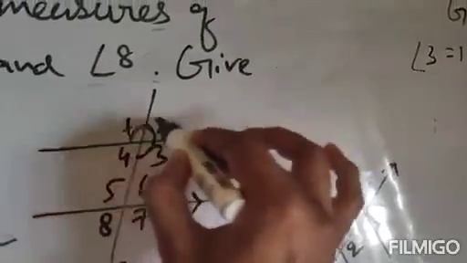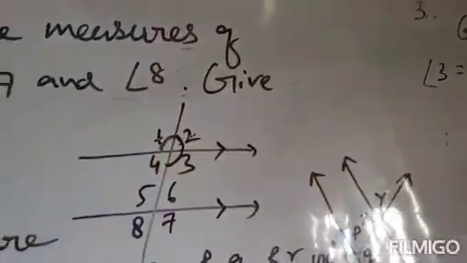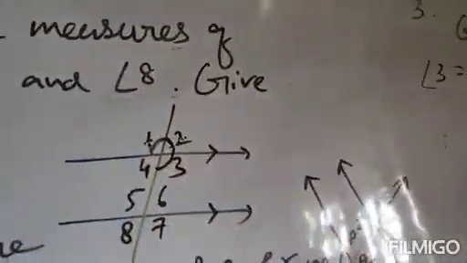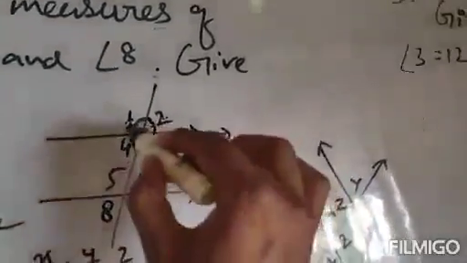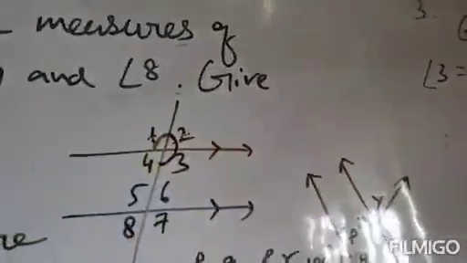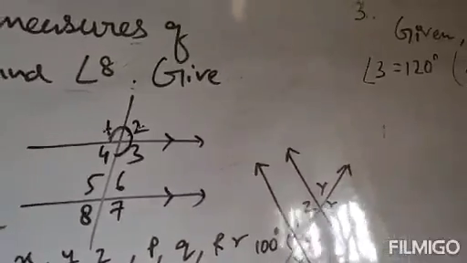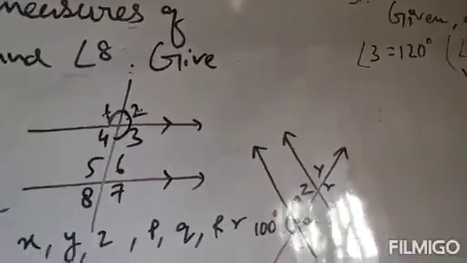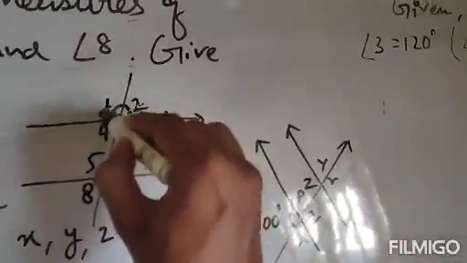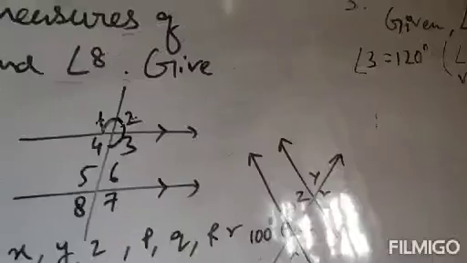Angle 1 and angle 2 are adjacent angles and also a linear pair because the sum of angle 1 and angle 2 is 180 degrees. If the sum of any two angles is 180 degrees, then the angles are known as a linear pair of angles. So angle 1 and angle 2 are a linear pair of angles.